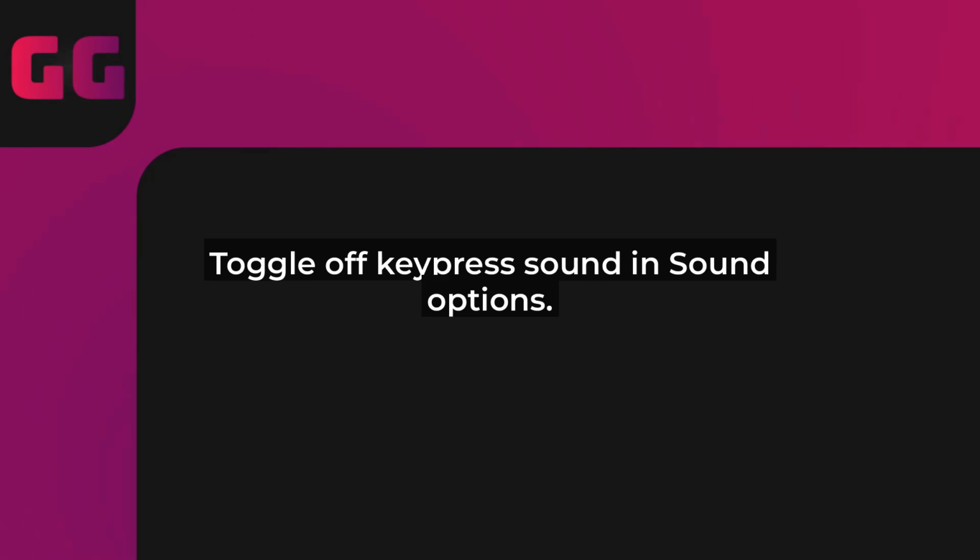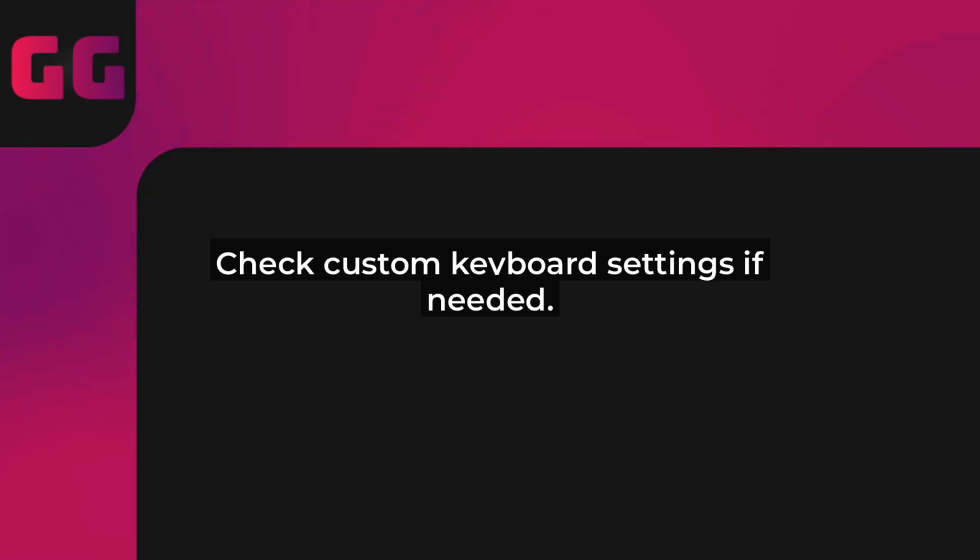Now, within the sounds section, scroll down to find options related to keyboard feedback. You'll see settings like keypress sound or keyboard clicks. Simply toggle the switch to turn it off. If it's grayed out or not there, don't worry, we'll cover that next.